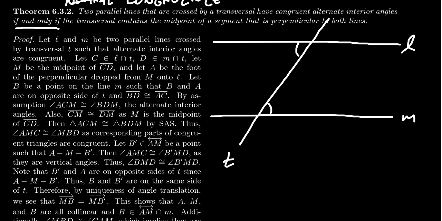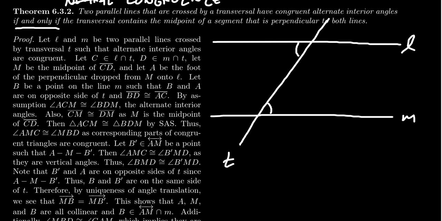If we have congruent alternate interior angles, well, clearly the lines would have to be parallel because the alternate interior angle theorem holds in neutral geometry. But what more can we say about these parallel lines L and M? So what we're going to argue is that these two lines, L and M, have a common perpendicular, and this transversal T bisects that perpendicular line.